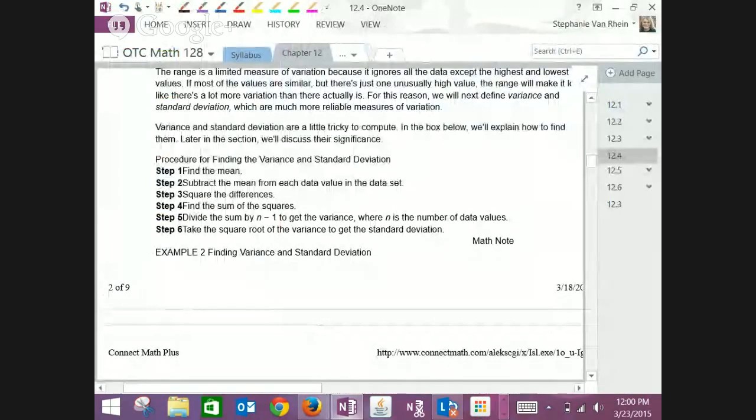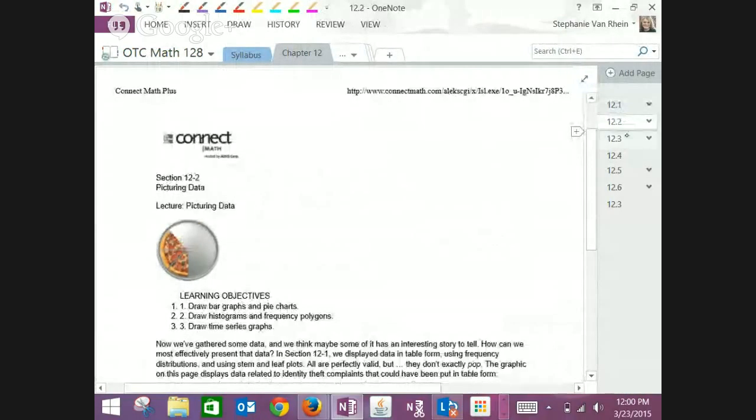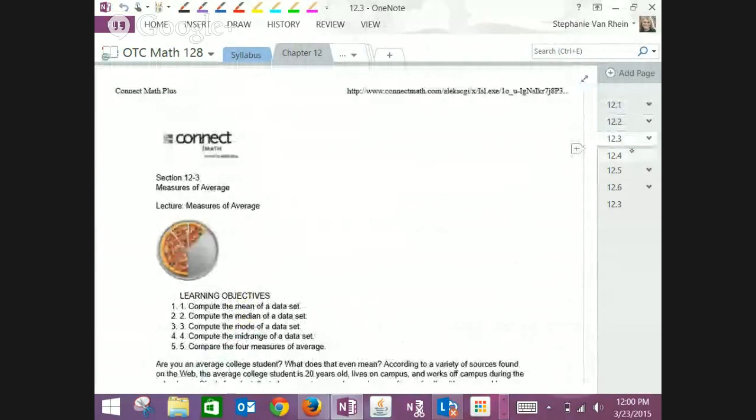on 12.1, 12.2, or 12.3 material? Most of you are saying it's not hard, just time consuming. Just take some time to do it.